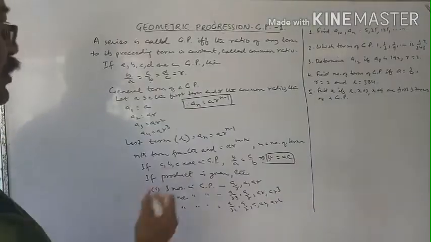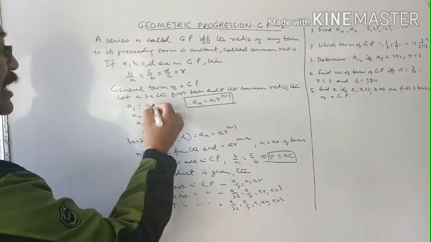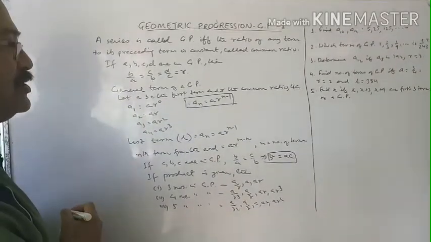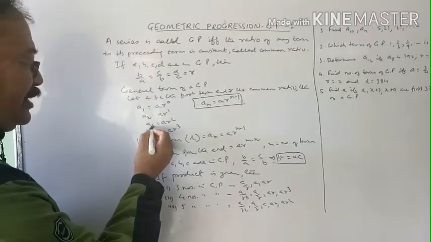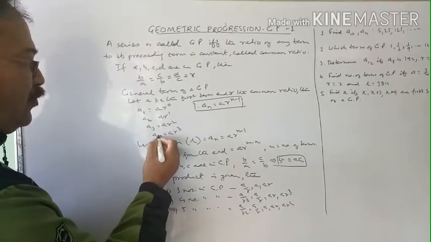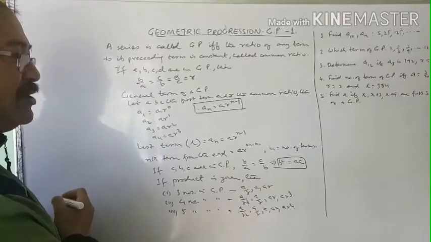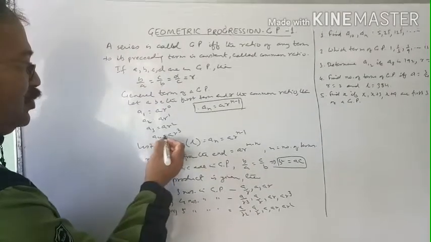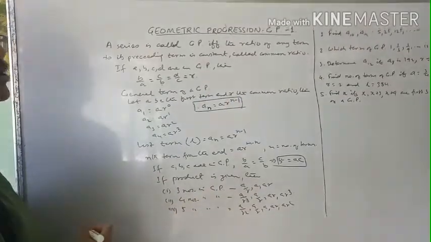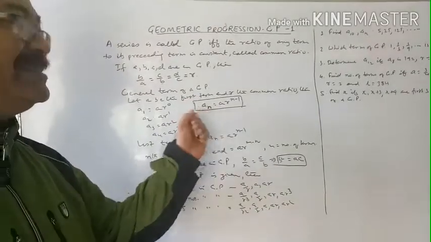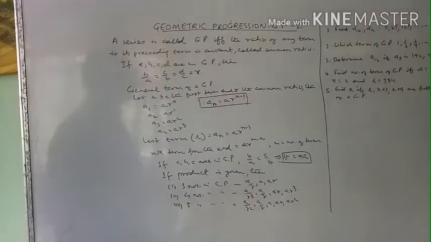Now to find the general term, we try to find An. If you look here, for the first term, it is R to the power 0. R is not there, means its power is 0. When it is the second term, power of R is 1. Third term, power of R is 2. Fourth term, it is 3. That means power of R is 1 less than the number of the term. So when you find the nth term, it's n minus 1. So this is the general term. Remember, An is the nth term, and the formula is A into R to the power n minus 1.